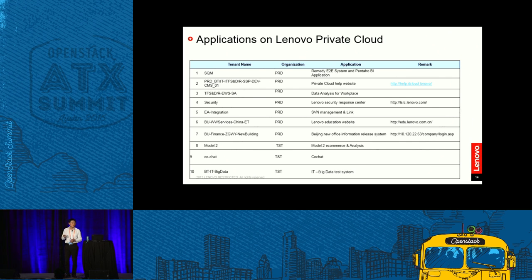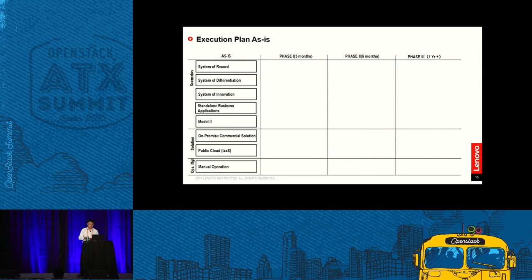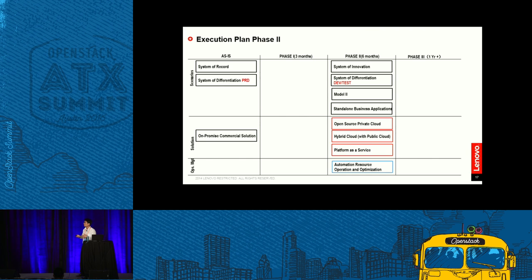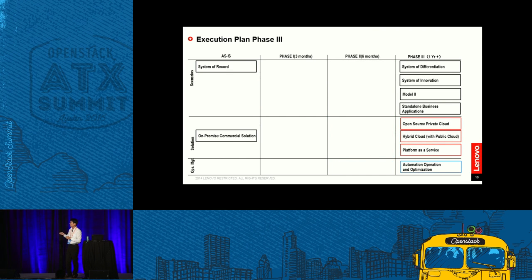And these are the applications running on the OpenStack cloud. For example, the E2E systems and the e-commerce systems, the education systems, the model tool analytics workloads, the big data workloads, and the code chat workloads. So there are lots of workloads running on the private cloud, and they are planning to move more and more IT workloads onto these systems. And the plan is that Lenovo is going to move more and more critical workloads onto the cloud.